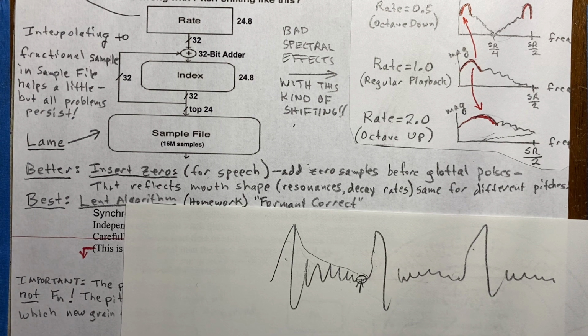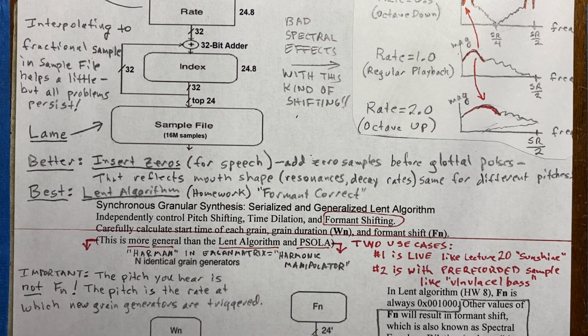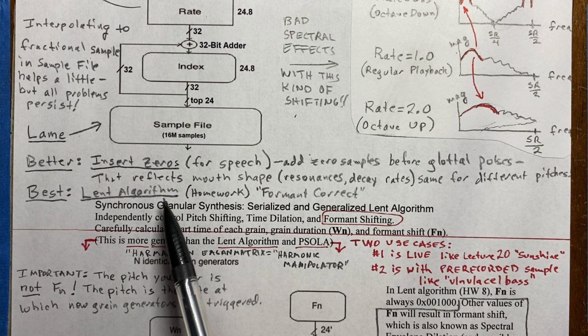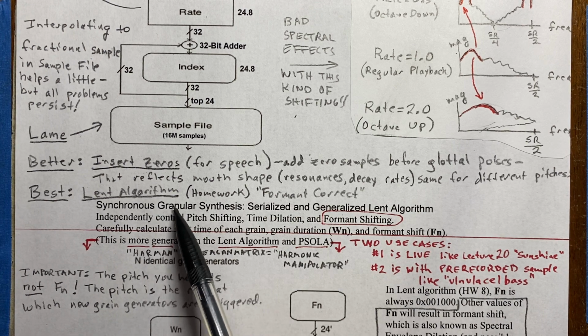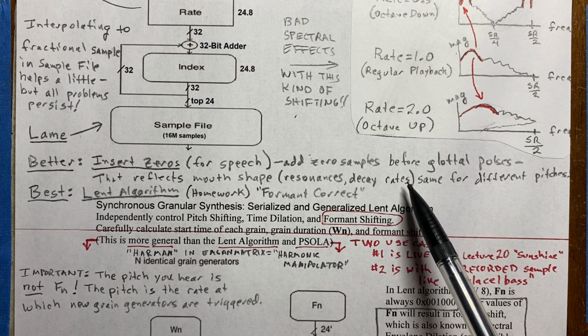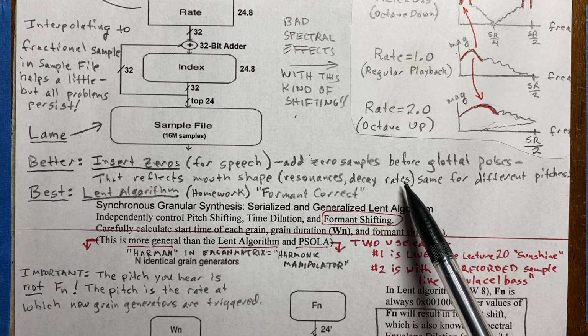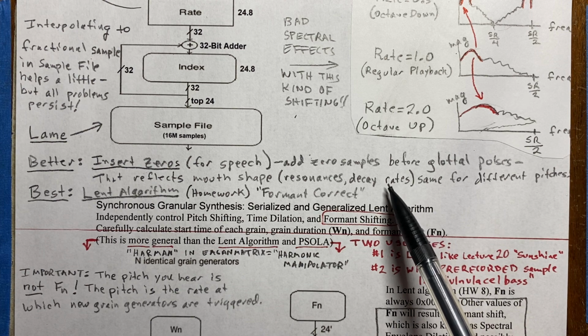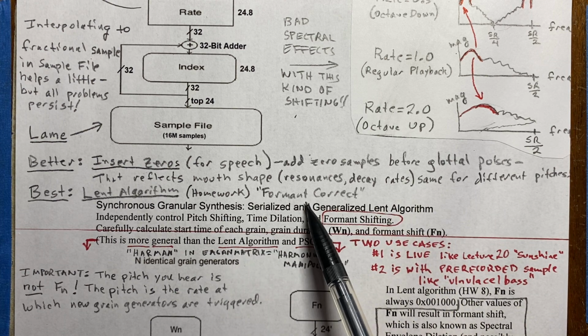But a much better improvement on that is a Lent algorithm that you're going to read for homework, because just inserting zeros is a bit of a bull in a china shop approach and only works for sounds where every period most of the energy dies out. But the Lent algorithm is also formant correct. And you're going to read about this algorithm.